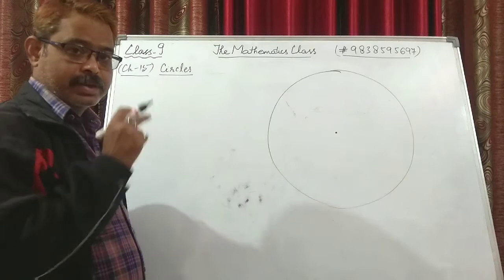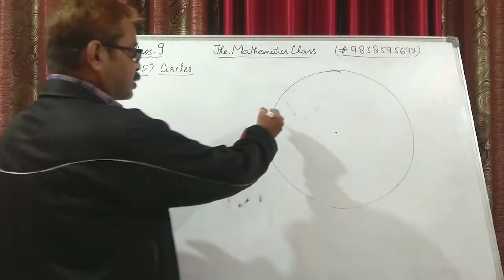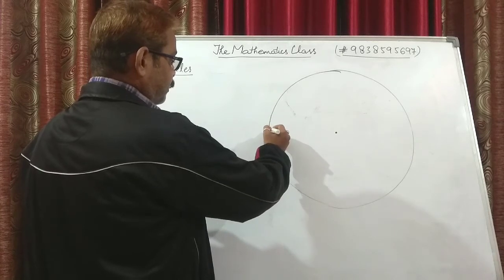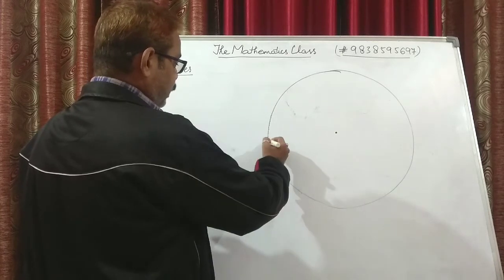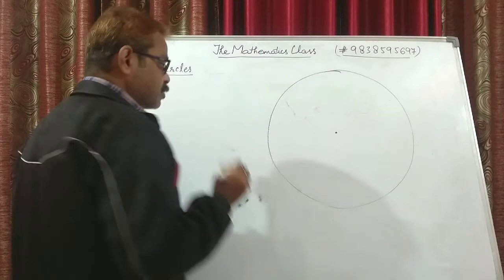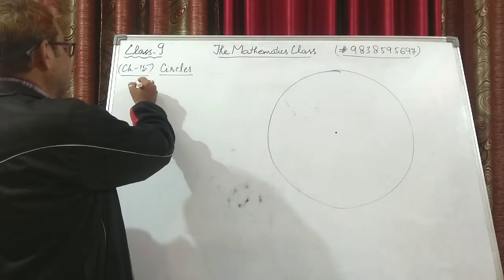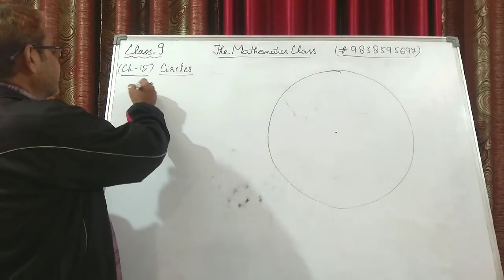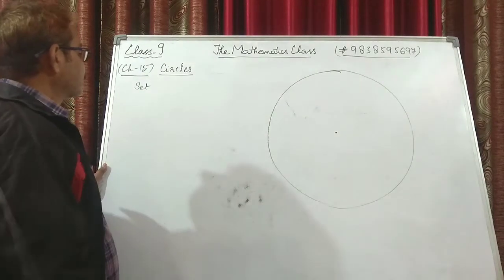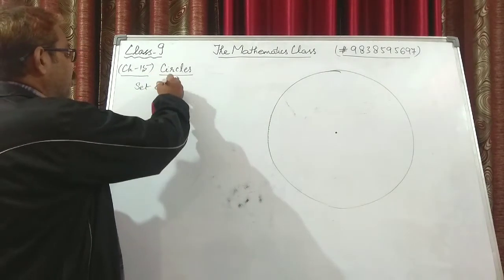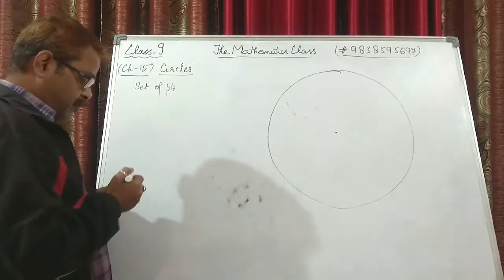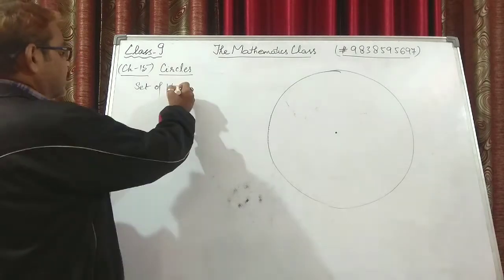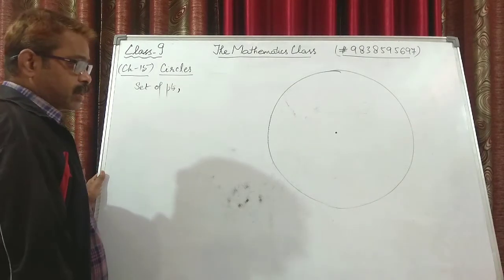So what is a circle? Circle is the set of all the points. Suppose these are so many points which are forming a curve or a line or whatever you can say. So circle is a set of, or a collection of points. What type of points are they?